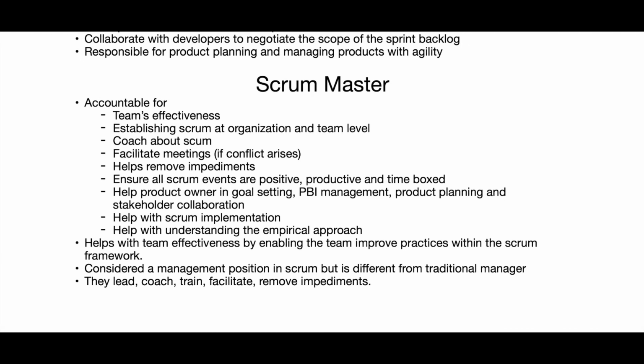They collaborate with developers to negotiate the scope of the sprint backlog, and they are responsible for product planning and managing products with agility. Scrum Master is accountable for team's effectiveness, establishing Scrum at organization and team level. They coach about Scrum, they facilitate meetings if conflict arises, help remove impediments, ensure all Scrum events are positive, productive, and time boxed. They help product owner in goal setting, in PBI management, product planning, and stakeholders collaboration.